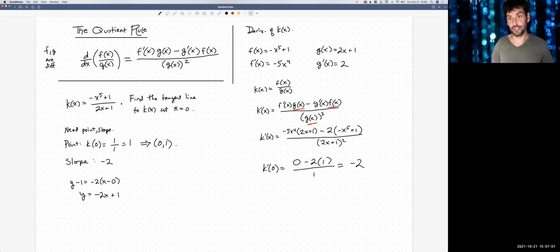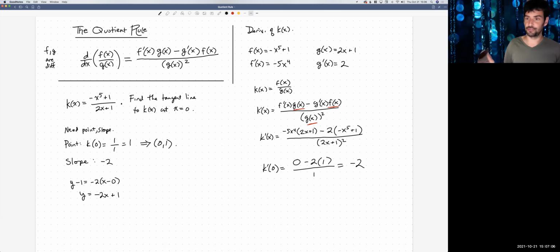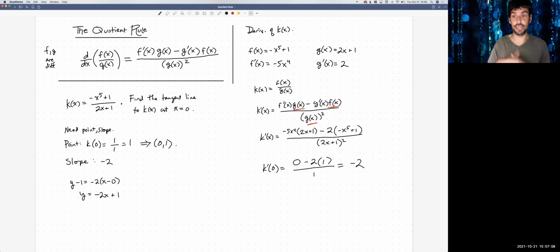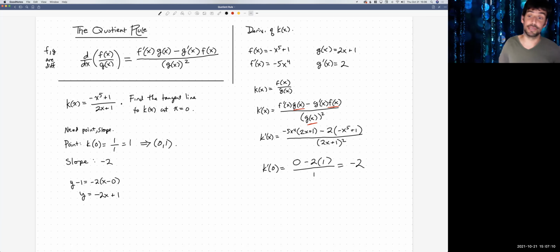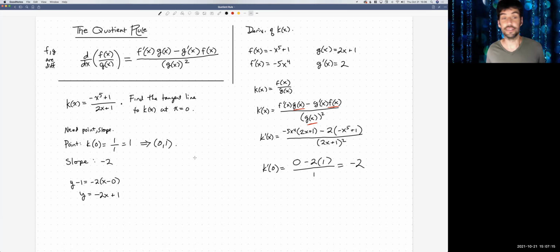We'd have these quotients of negative x plus h to the fifth plus 1 times 2x plus h plus 1, right? It would just explode in complication. And now we get something that's, you know, a handful of lines here gives us the derivative.